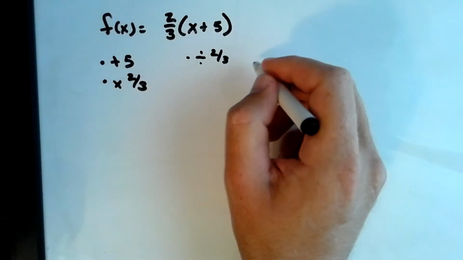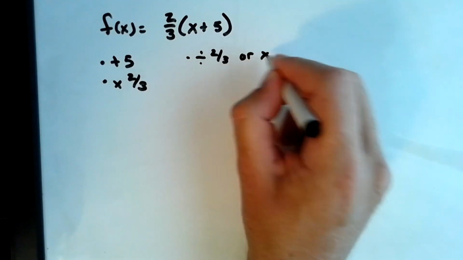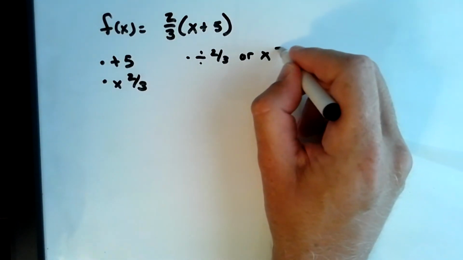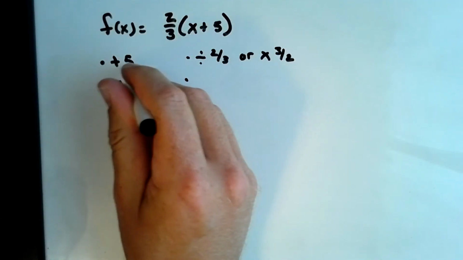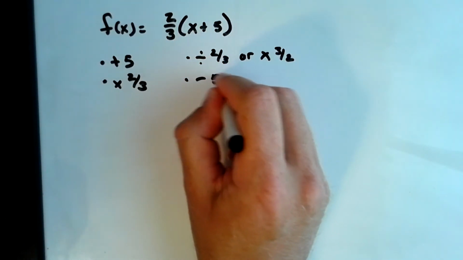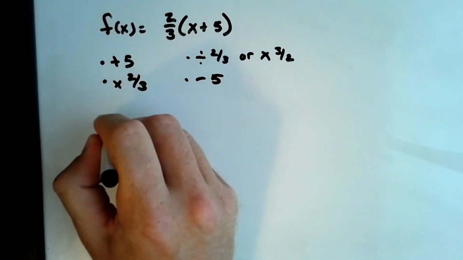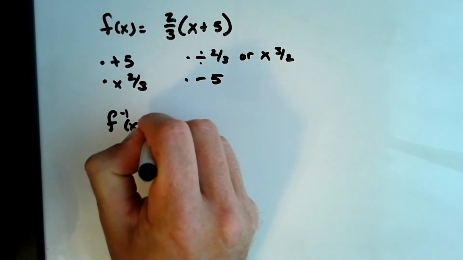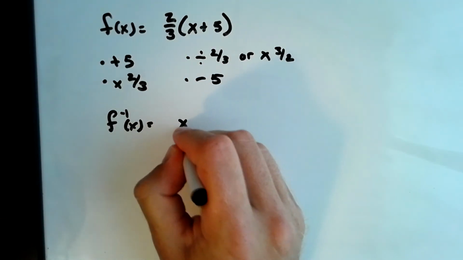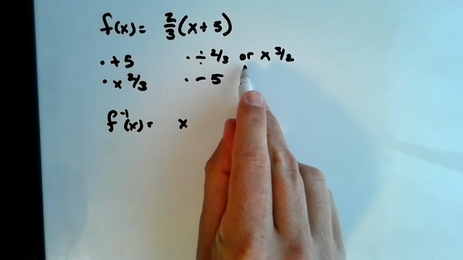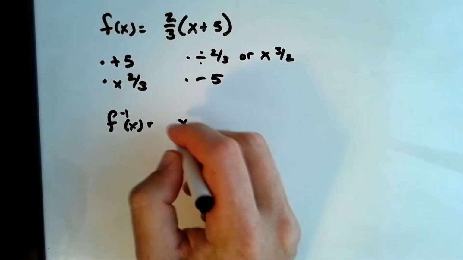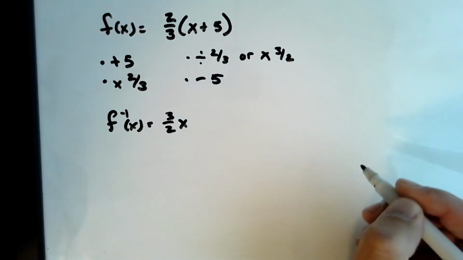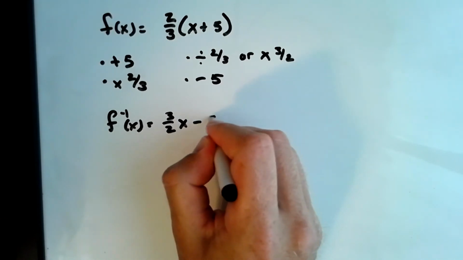But we're going to change that to multiply by the reciprocal. The reciprocal of 2/3 is 3/2. So instead of dividing by the fraction 2/3, we're going to make it times 3/2. Our next step would be to take the opposite of add 5, which is subtract 5. So now our inverse, f inverse of x, would be equal to, we're going to take my x value, and the first thing I'm going to do to that x value is to divide by 2/3, which is multiplying by 3/2. So 3/2 x, and the last thing I need to do is subtract 5.